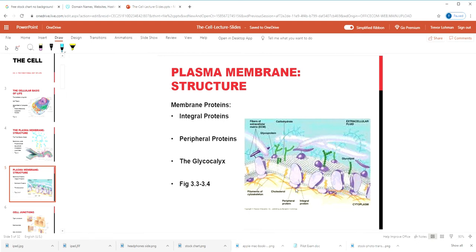Then we have peripheral proteins. So these are proteins that are on the periphery, either inside or outside. Those are called peripheral proteins. And then we have this collective structure called the glycocalyx, which is all of the glycoproteins of a cell. So here's a picture of a purple protein with a green sugar chain coming off of it. So this serves sort of as a cell's fingerprint.